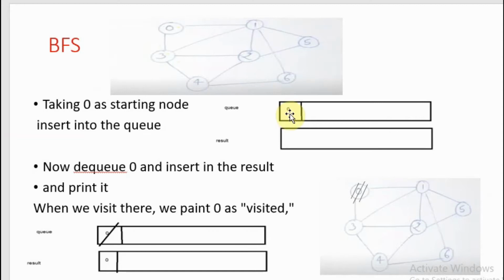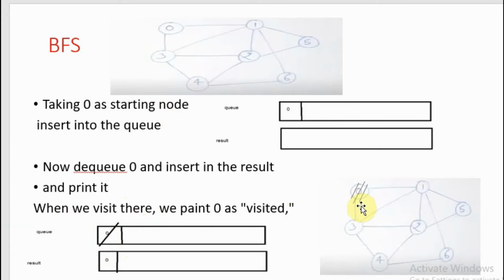I'm inserting it into the queue. While the queue is not empty. Now see, the queue is not empty, because 0 has been inserted into the queue. Dequeue this vertex from the queue. Now dequeue 0 and insert it into the result and print it. I have dequeued 0 from this queue and I have put it inside the result. When I'm putting it inside the result, it means you're printing it. Then after that, when we have visited there, we paint 0 as visited. You can see there I have painted 0 as visited.